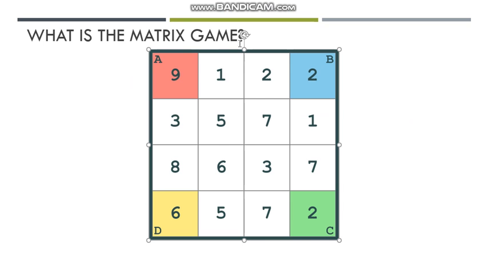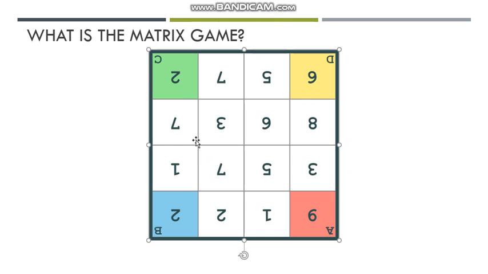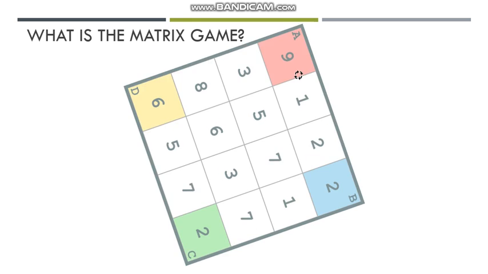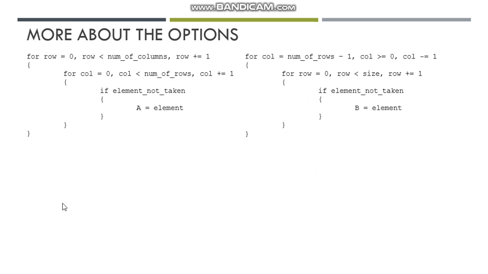So the way that I look at this is that option A is like reading a book. If I flip this 90 degrees, option B is like reading a book. If I flip this 90 degrees again, option C is like reading a book. And then if I flip it one more time, option D is like reading a book. So let me just reset this. Here we go. All right.